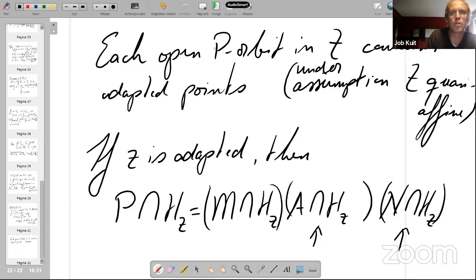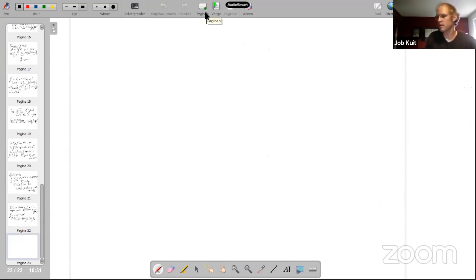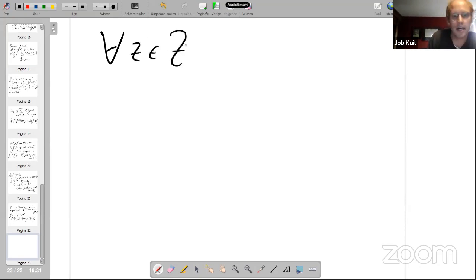Okay, so this property is not necessarily so interesting for us yet, because we were thinking about compression cones. So what does it do for the compression cone? So let me fix an adapted point. So let z in Z be adapted.